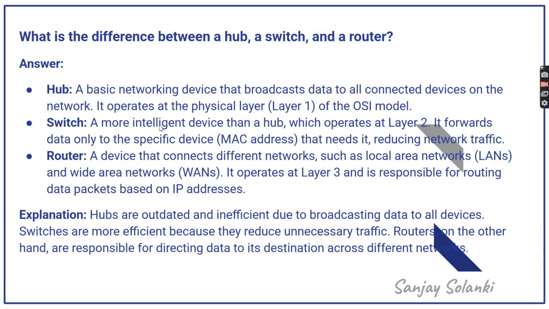A switch is a more intelligent device than a hub, which operates at layer 2. It's for data only, specific to the MAC address. I told you that it's based on the MAC address, which helps reduce network traffic. A router is a device that connects different networks, such as a local area network and a wide area network. It operates at layer 3 and is responsible for routing data packets by IP address.